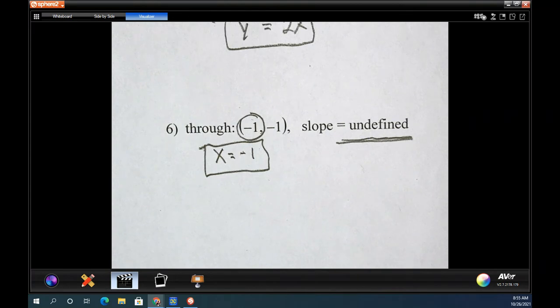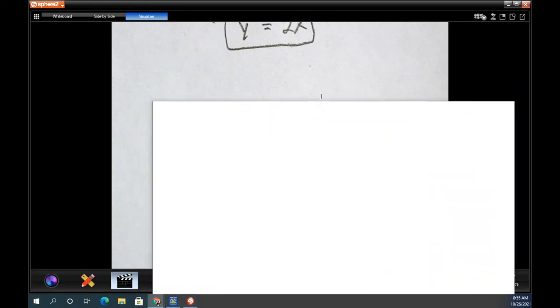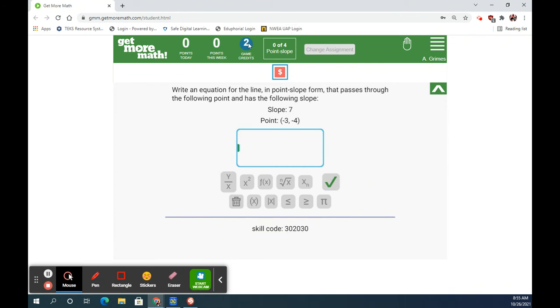All right, look at this. I want to show you what it's going to look like in Get More Math. And I'm going to assign this today. Now, you've got to read the directions. It says, write an equation for the line in point-slope form that passes through the following point and has the following slope. So all you're doing here is writing it in point-slope form.